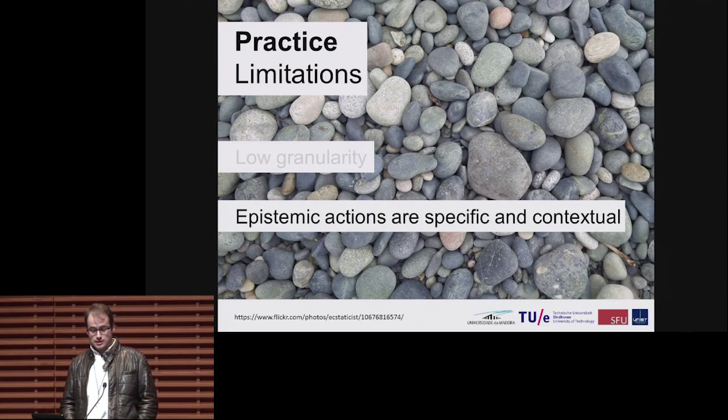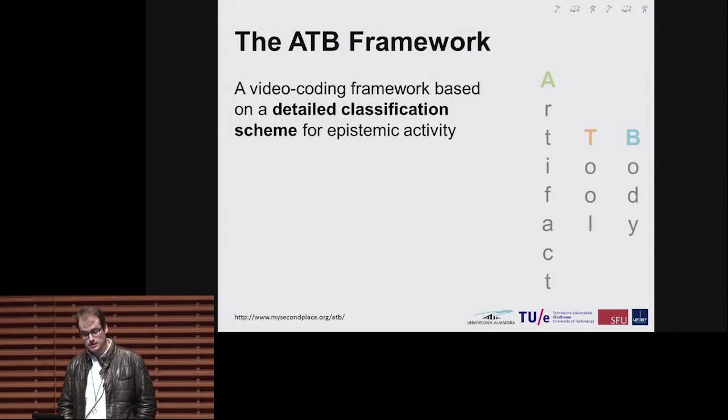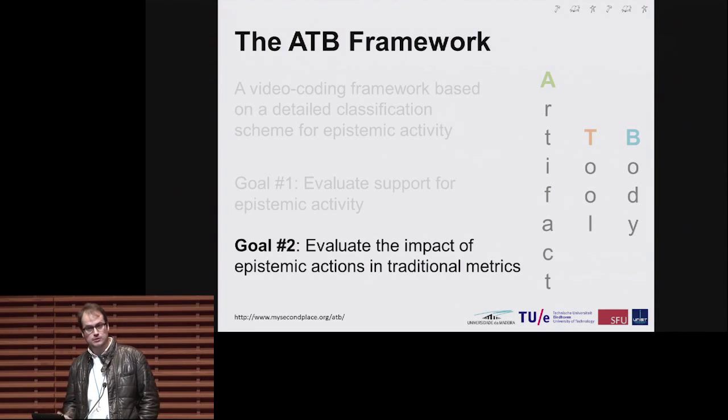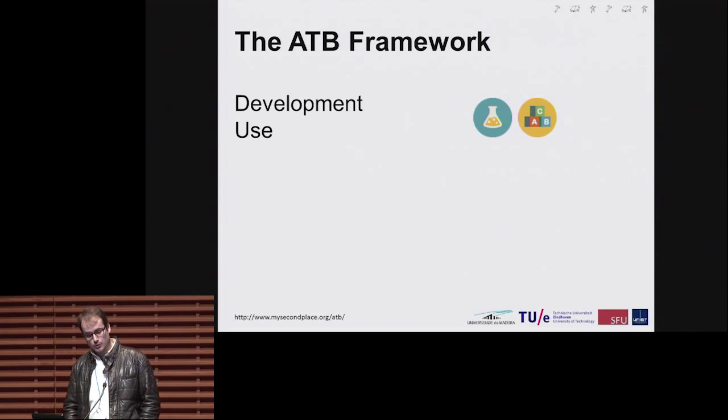So while this distinction between pragmatic and epistemic actions seems like a very suitable metric to evaluate tangible systems, it's still an evaluation metric that has a very low level of granularity. Even though epistemic strategies are very specific and contextual to the problem users are facing, normally the use of epistemic actions is very broad and general, reducing them to a single categorical label when we're using them as this metric. So to address this, I'm presenting the ATB Framework, which is a video coding framework based on a detailed classification scheme for epistemic activity.